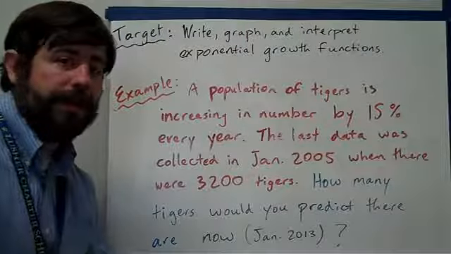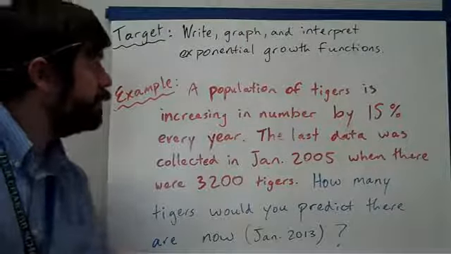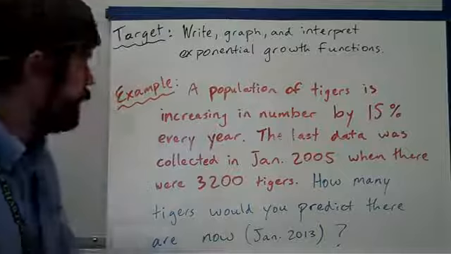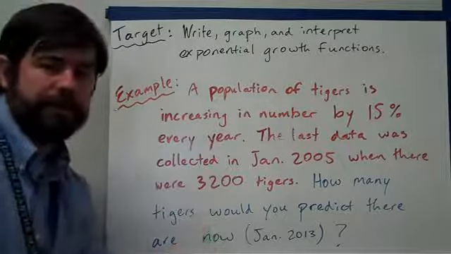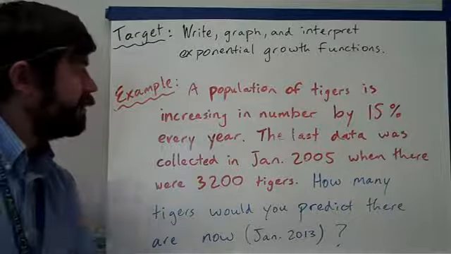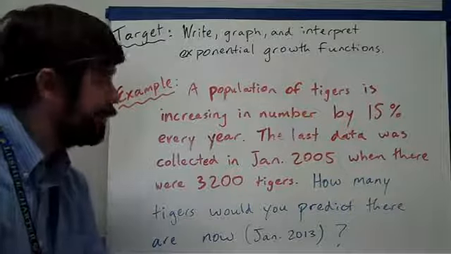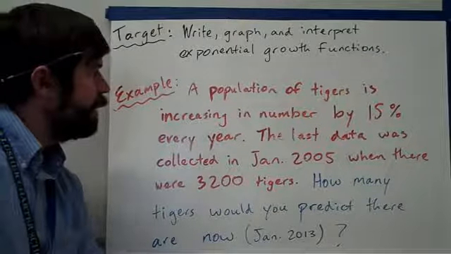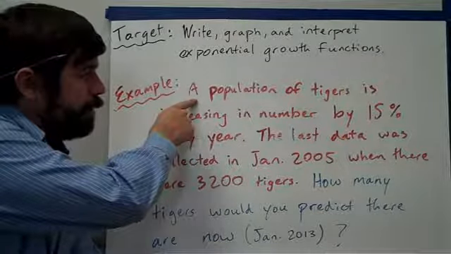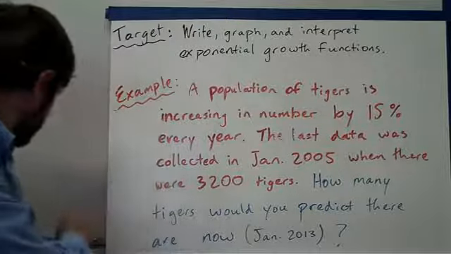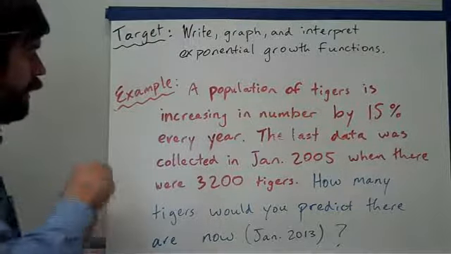So our target in this video is to write, graph, and interpret exponential growth functions. Okay, so pretty much every time we're going to start with some sort of real-world scenario with these type of problems. In this case, we're talking about a population of tigers. So just in case you're having trouble reading it, it's a little small this time. It says a population of tigers is increasing in number by 15% every year.